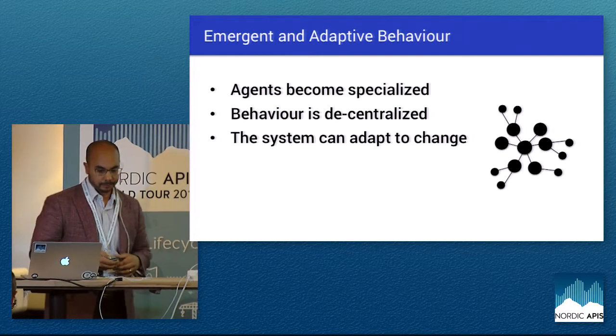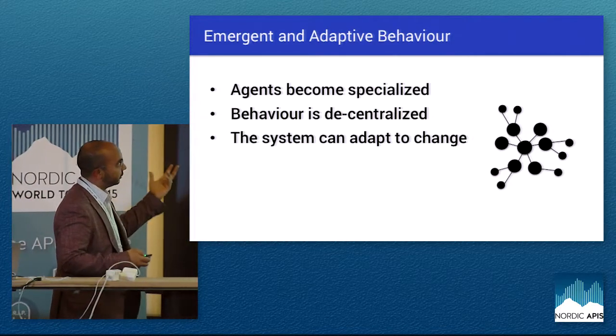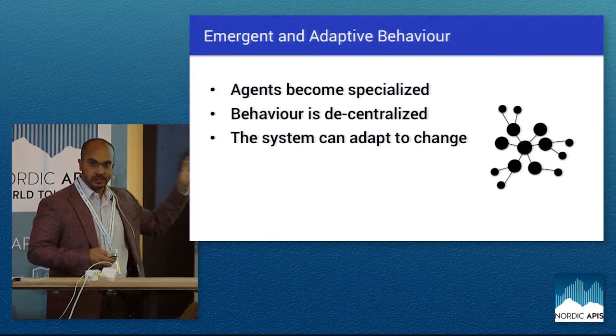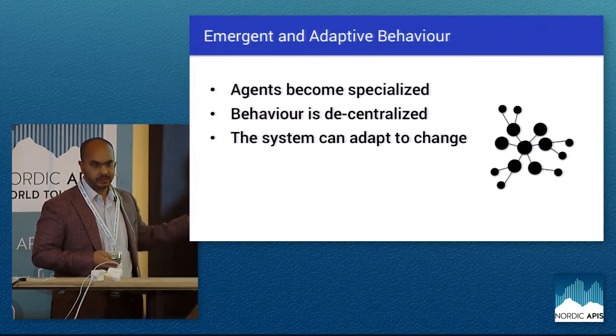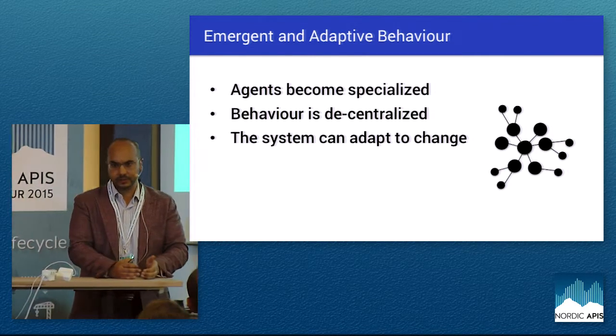So here's why it's interesting. When we get emergent and adaptive behavior, we start seeing specialization and diversity in the system. Some agents become very good at doing certain things. Other agents become better at doing other things. What we also notice is that now behavior is decentralized. There's not a controller telling everyone what to do. The system as a whole has its own behavior. And most importantly, the system can adapt to change. So these features probably sound familiar to us, right? These are the kinds of things we're looking for more and more nowadays in architectures.